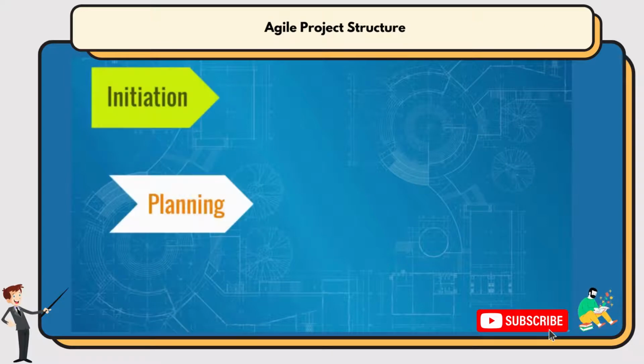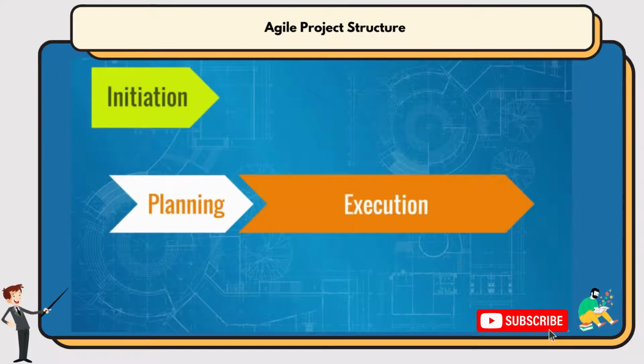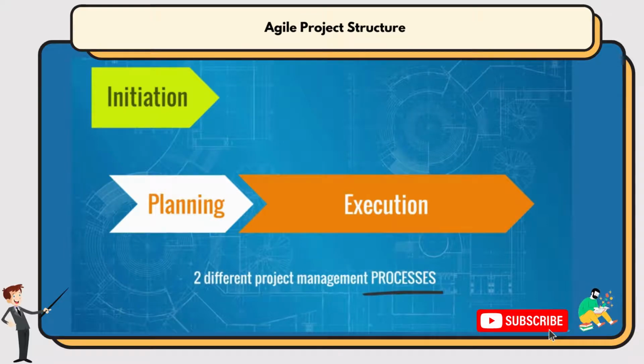The key difference from life cycle perspective is in the planning and execution phases. Actually, for the purpose of our Agile lessons, it's better to stop thinking about planning and execution as two separate phases. We should instead consider planning and execution as two different project management processes or activities that the project manager performs together with the project team.